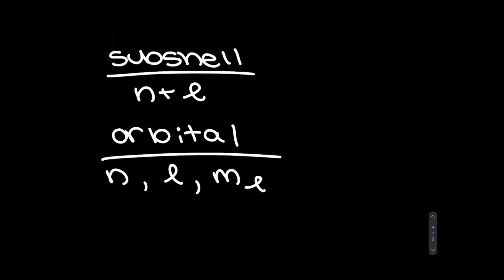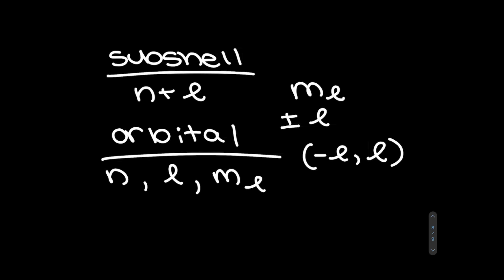Now, m sub L is the magnetic quantum number, which defines the orientation of the shape. So, remember when L was equal to 0, that was the s orbital. When L is equal to 1, that's the p orbital. So here, m sub L can help determine which variation of shape we will get. In order to determine m sub L, we know that it ranges from negative L to positive L.